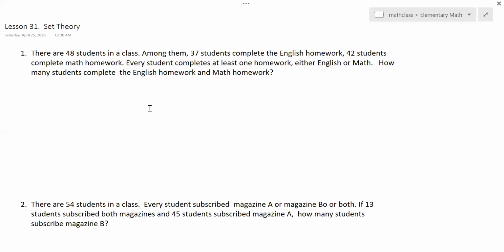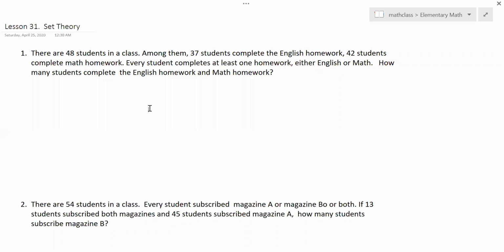Here's a question. There are 48 students in a class. Among them, 37 students complete the English homework and 42 students complete the math homework. We also know that every student completes at least one homework, so you're given either English or math. Now, how many students complete both the English homework and the math homework?